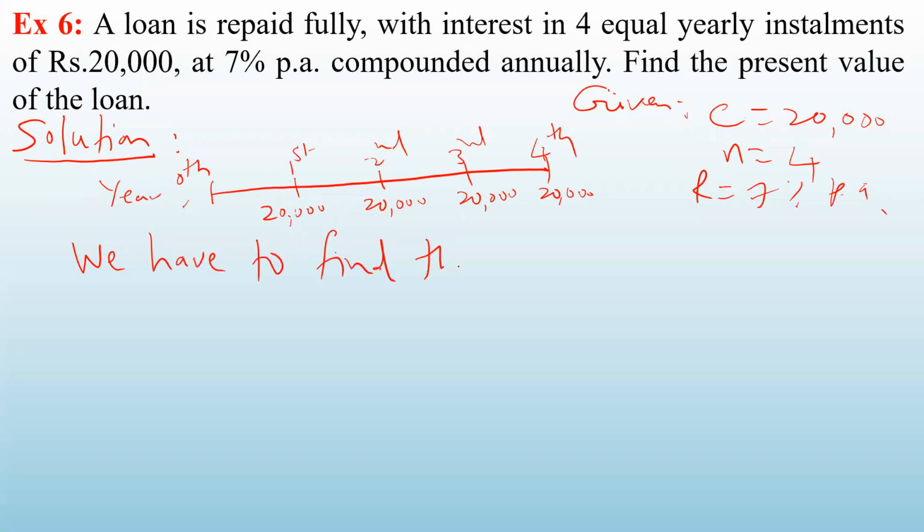So you should be able to understand what is given to you and what is asked. Always remember that you have to find the present value. Loan amount is always the present value.